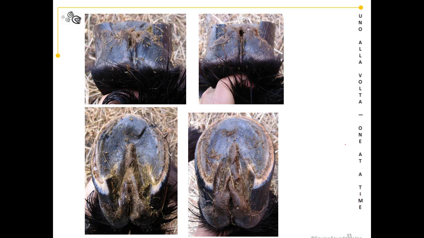And all that the owner wanted to know in this case is what kind of remedy she should smear on here to help that frog. That is a trim problem, not a remedy on the frog solution.